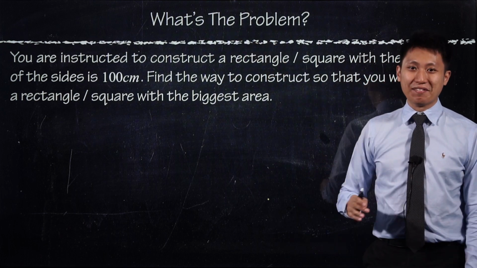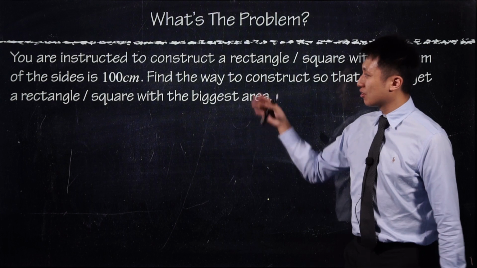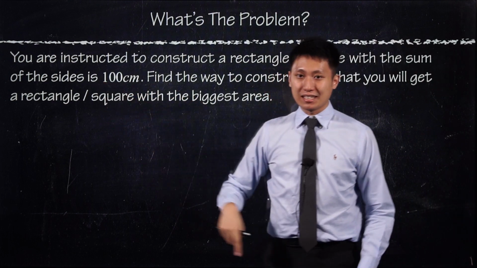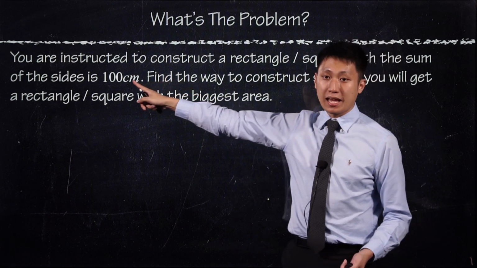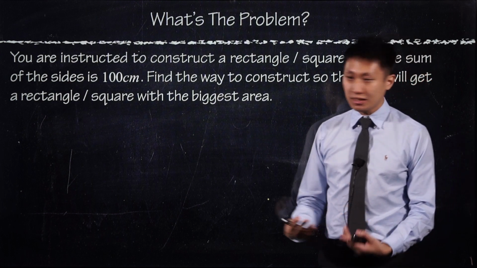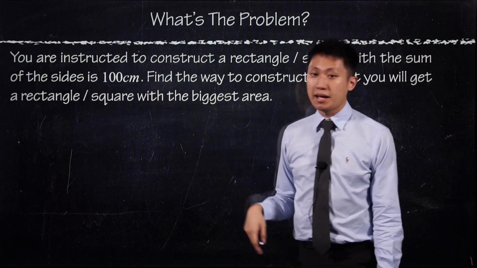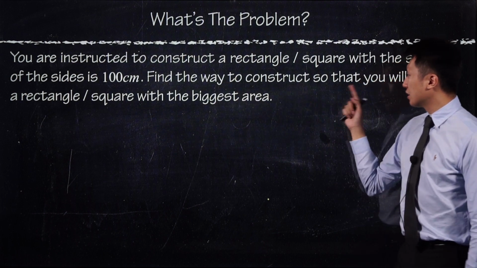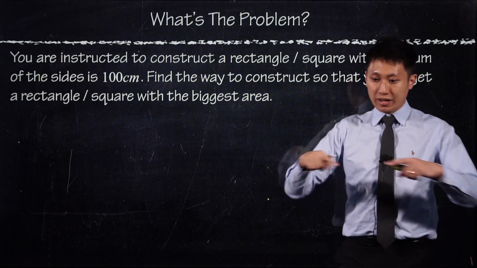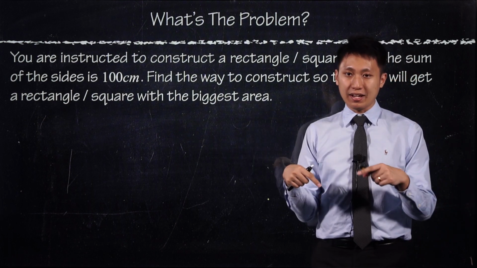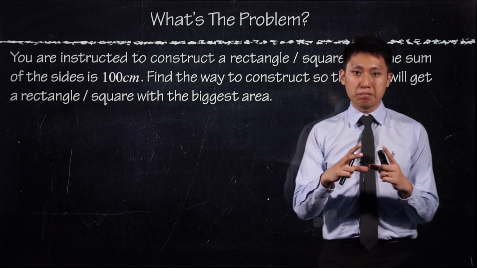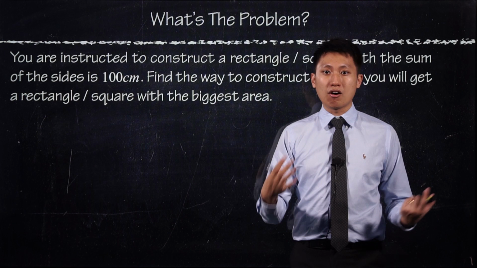What is the problem? You are instructed to construct a rectangle or a square with the sum of the sides equal to 100 cm. The addition of the sides will be 100 cm. Find the way to construct so that you will get a rectangle with the biggest area. So you are given this much length, which can total up to 100 cm. You want to build the biggest area, square or rectangle.